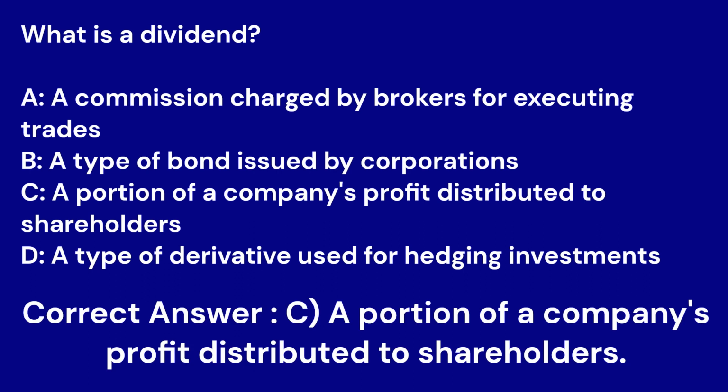The correct answer is option C, a portion of a company's profit distributed to shareholders. Dividends are typically paid out regularly to shareholders as a reward for owning the company's stock.